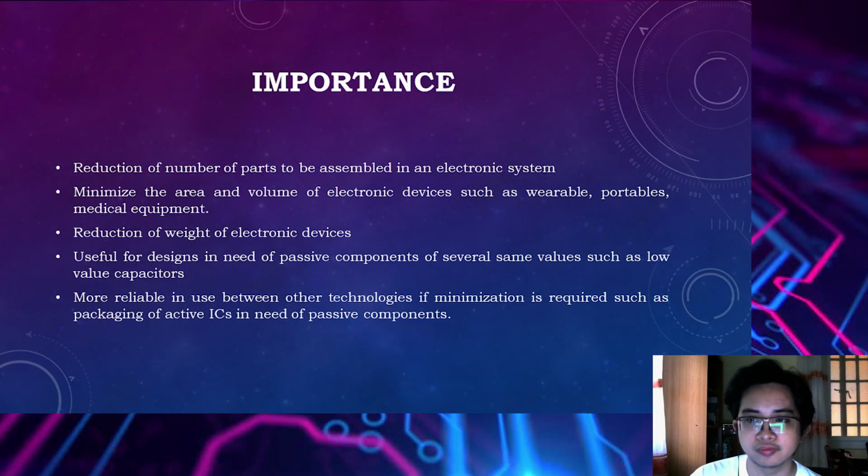For the importance of integrated passive devices, first is the reduction of the number of parts to be assembled in an electronic system, to minimize the area and volume of electronic devices such as wearables, portables, and medical equipment. These are useful for devices such as smartphones to minimize their dimensions but still maintain their specifications. For medical equipment such as hearing aids, it is important to have smaller parts in the device.